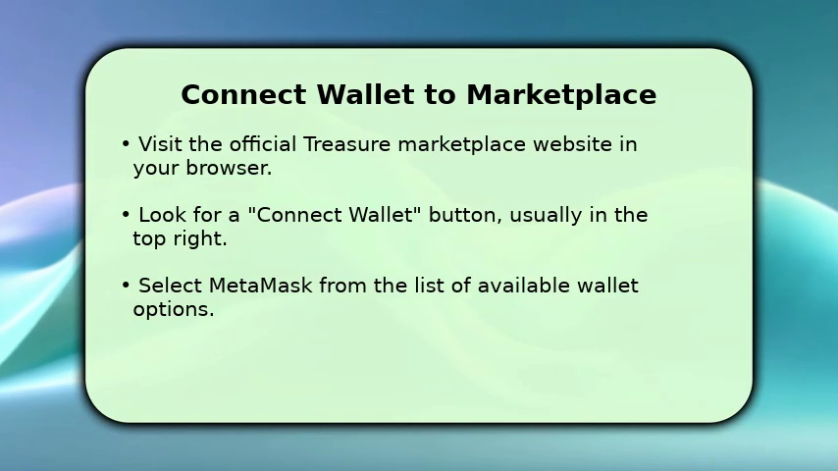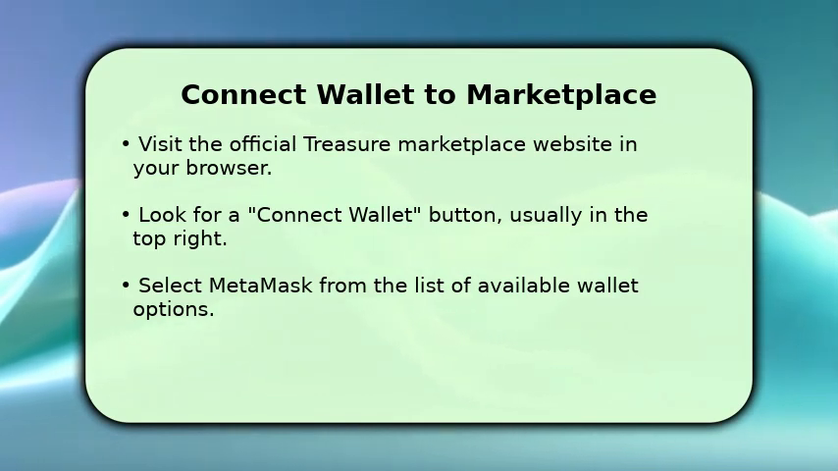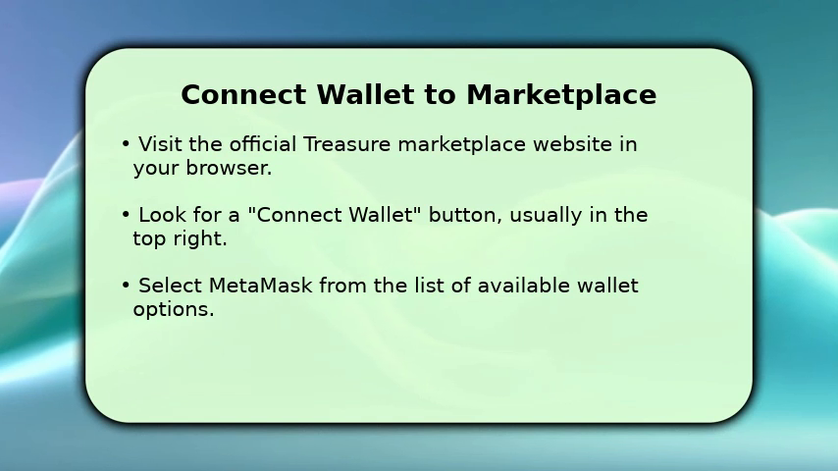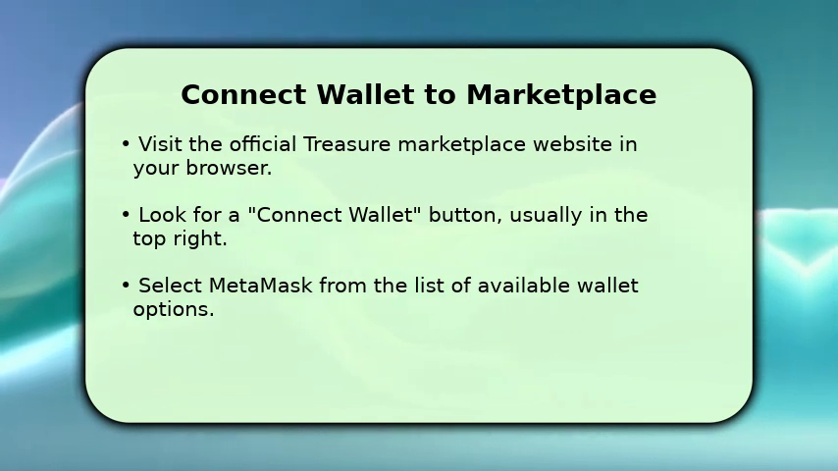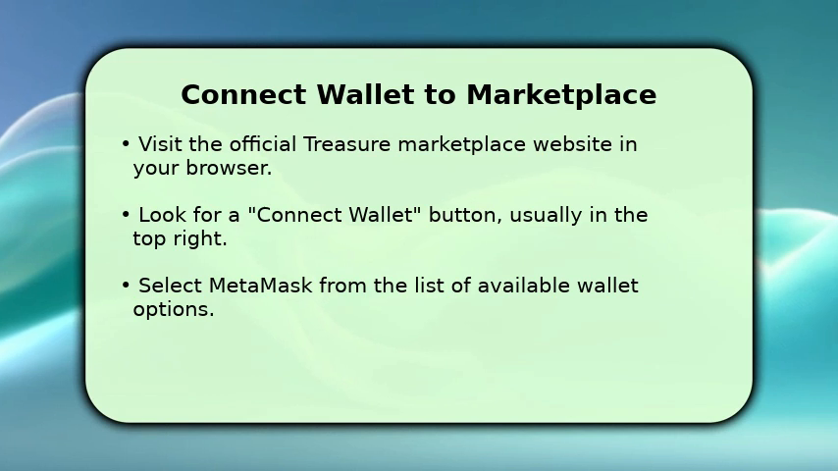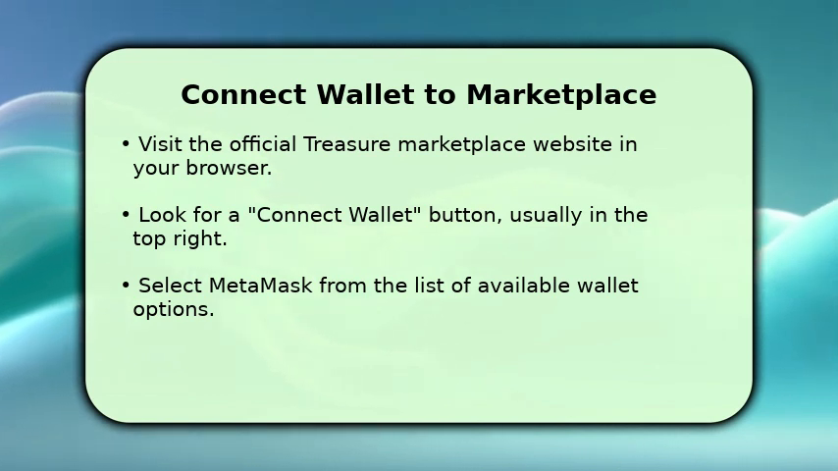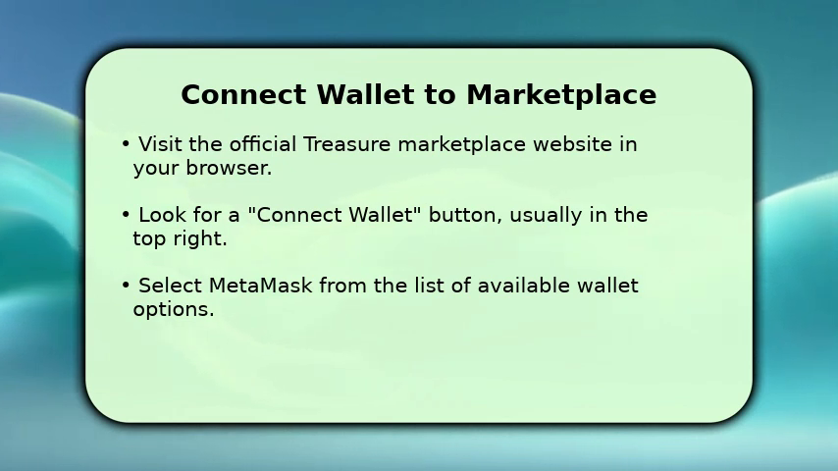Once Arbitrum is configured, navigate to the official Treasure Marketplace website. You'll typically find a Connect Wallet button prominently displayed, often in the upper right corner of the page. Click this button, and a list of compatible wallets will appear. Select MetaMask from this list.